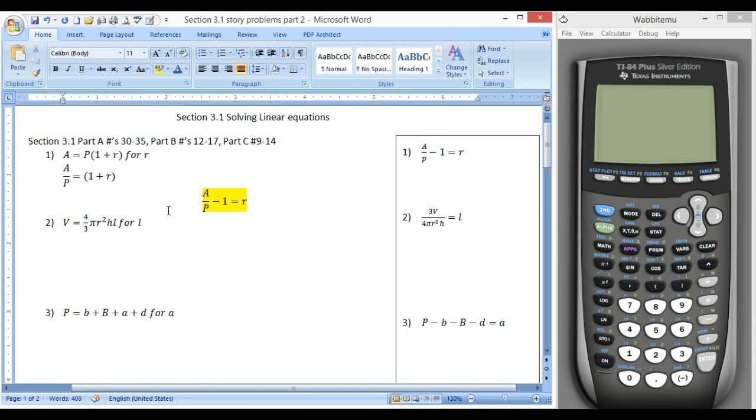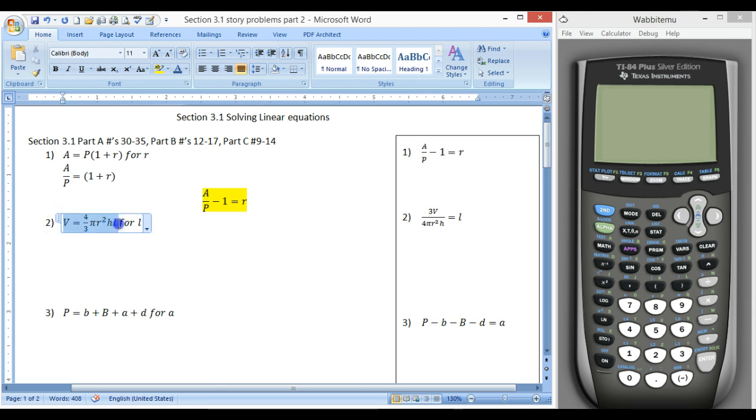Okay, our next one. V equals 4/3 pi r squared h l. And we want to solve this for L. So the first thing I want to do is kind of evaluate what's going on here. I have a multiplication, another multiplication, another multiplication, and another multiplication. So since these are all being multiplied, I really don't have a whole lot to do except divide. But I would like to work with this fraction on the front first, and then I'll go through the rest.